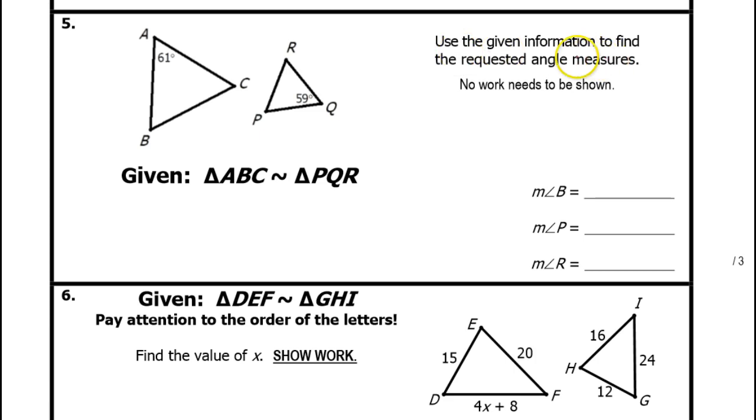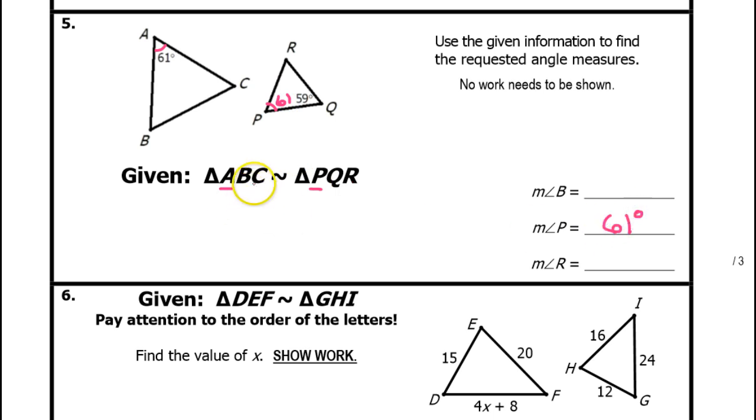Use the given information to find the requested angle measures. No work needs to be shown. If the triangles are similar, all of the angles should be congruent. So let's use the similarity statement to see which ones are corresponding. For example, A is first and P is first, so those are corresponding. A and P go together. That means angle P must be 61.